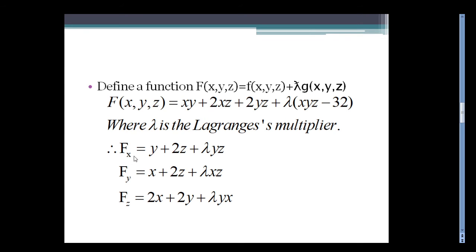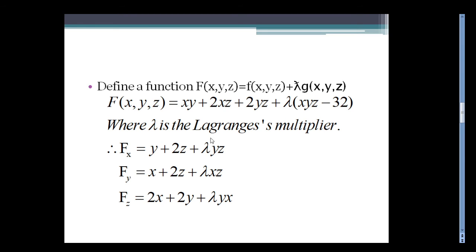So let us take the necessary condition to find stationary points. Fx must be equal to 0, Fy equal to 0, Fz equal to 0. For that we need 3 derivatives. So Fx is nothing but dou F by dou x. Differentiate this equation with respect to x. When I differentiate xy, x's differentiation is 1 and y is constant. Here x differentiation is 1, 2 is z. And here there is no x, so it becomes 0. Then for the constant term, differentiation is 0. For xyz, x differentiation is 1, and we get lambda into yz.